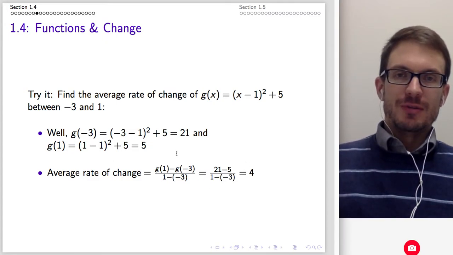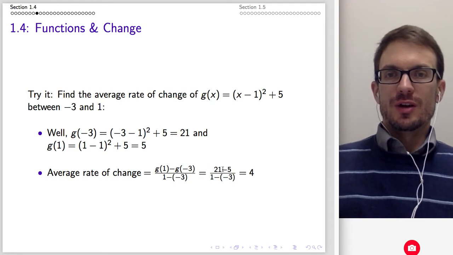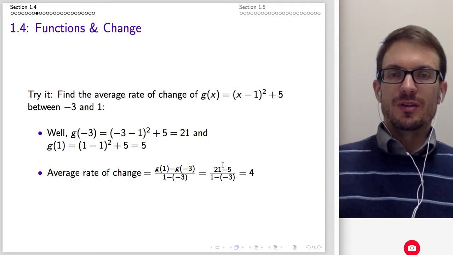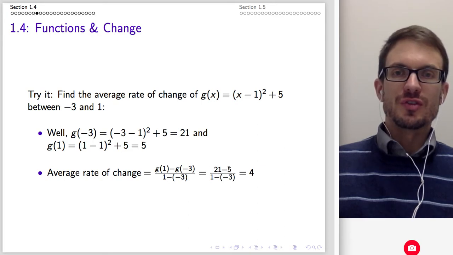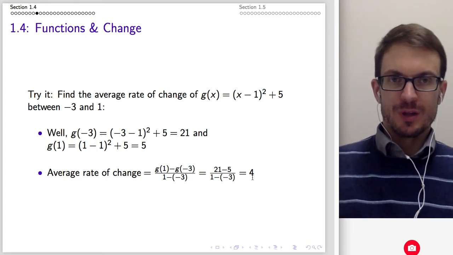But what's the problem? Well, this would be like our f of b, and this is our f of a. This is our b. This is our a. What did I do here? Well, this would be like f of a. So I reversed these. This should be 5 minus 21 divided by 4. So it should be minus 16 over 4, or minus 4. All right, sorry about that.